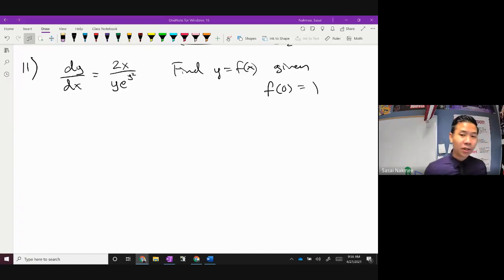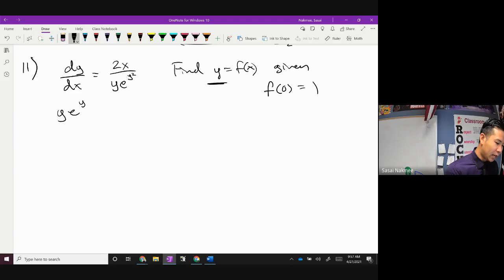Easiest point you can earn is by getting everything that has a y on one side and everything that has an x on the other side. That's the first step for solving differential equations. If you see these differentials and they ask you to find y, you should instantly think separate the variables. So I'm going to cross multiply this over. I'm going to end up with y e to the y squared dy is equal to, and then cross multiply the dx over, 2x dx.